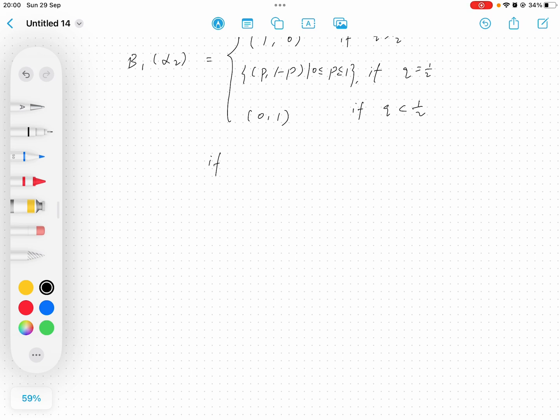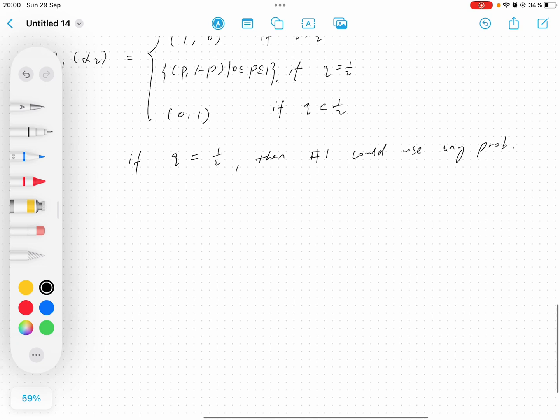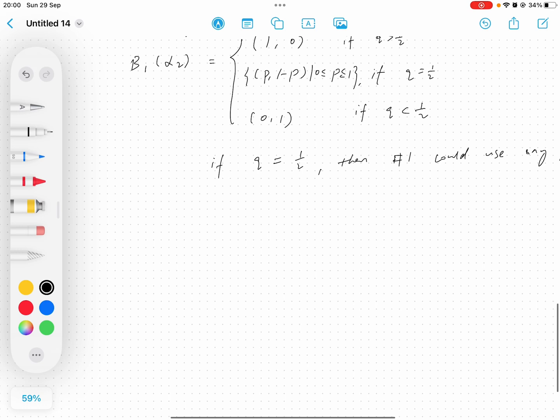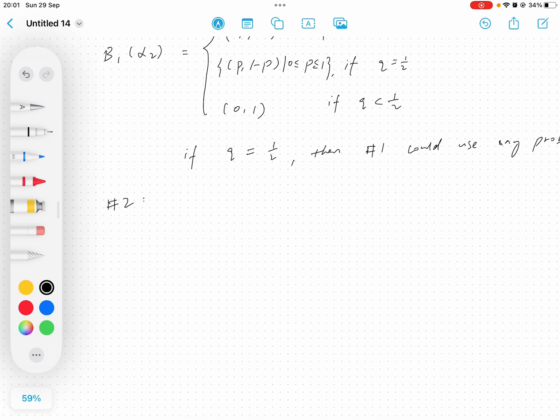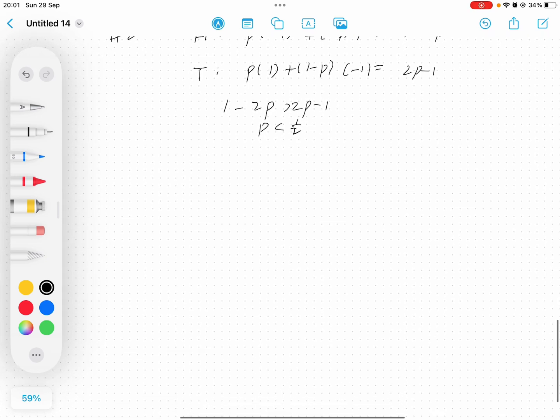So if Q is a half, then it means that player 1 could use any probability to play as the mixed strategy, right? Okay, so similarly for player 2, this is very similar, right? If player 2 is playing H, then it's P times minus 1 plus 1 minus P times 1, which is 1 minus 2P. And for T, playing tail is P times 1 plus 1 minus P times minus 1, which is 2P minus 1. And if we let 1 minus 2P be greater than 2P minus 1, then we get P less than 1/2, which is just symmetric from the above, right?